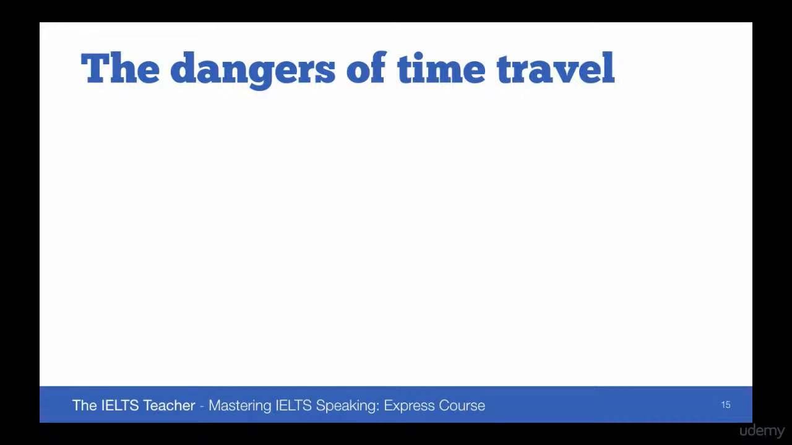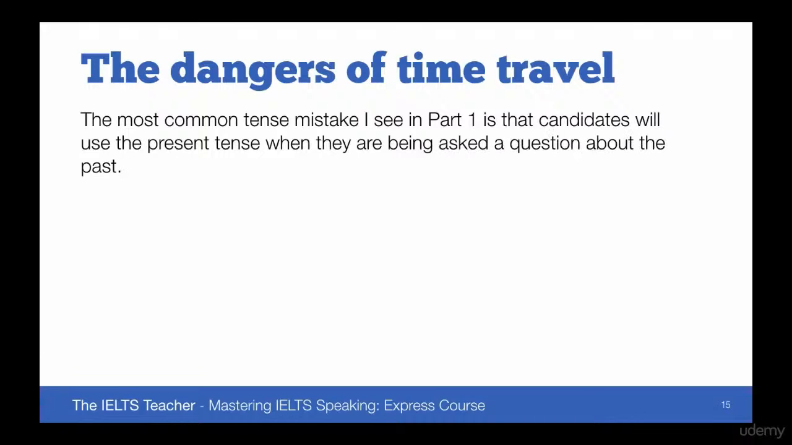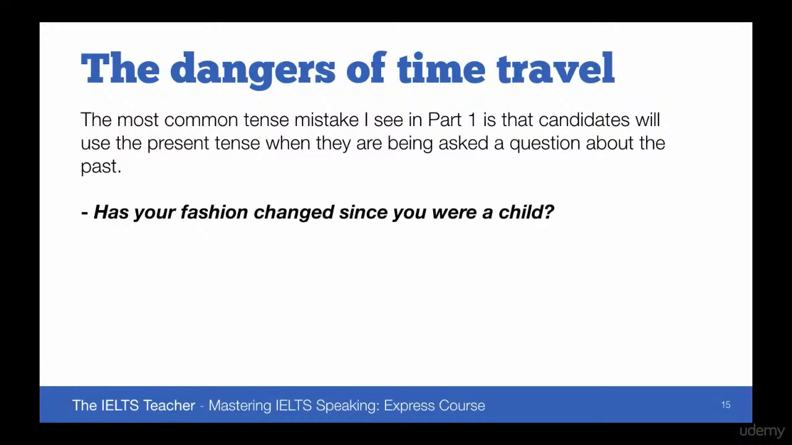Okay, let's talk about the most common mistake that I hear when students try this. And that is the candidates will often use the present tense when they're being asked a question about the past. Has your fashion changed since you were a child? Now you can see this one's a little bit trickier because you've got that present perfect mixed up with the past simple. But have a go with this one again. When you've finished, listen to my answer, which I'm going to play you now.